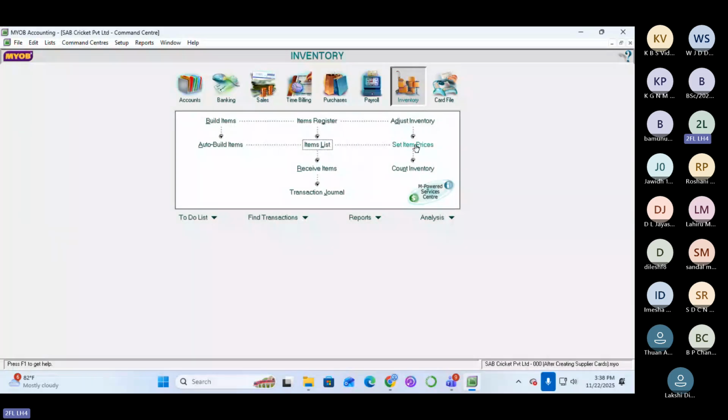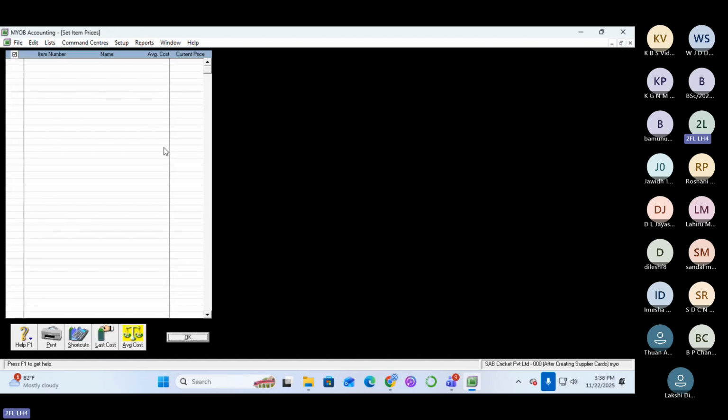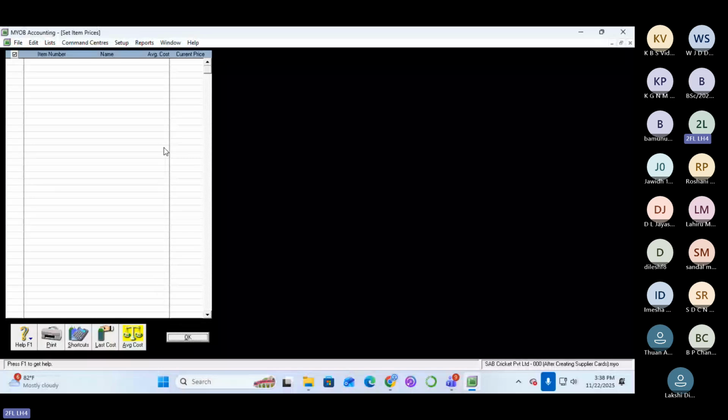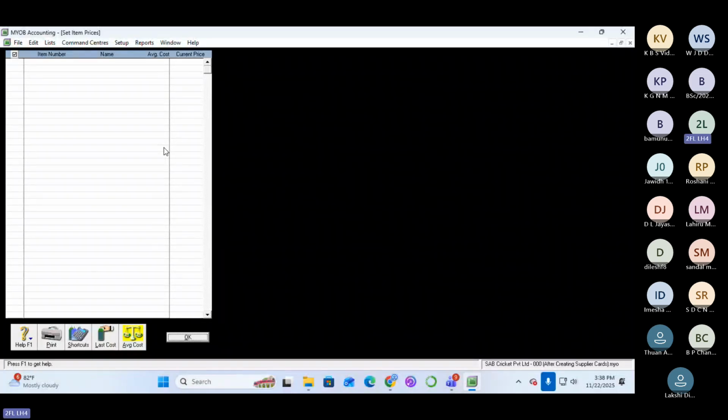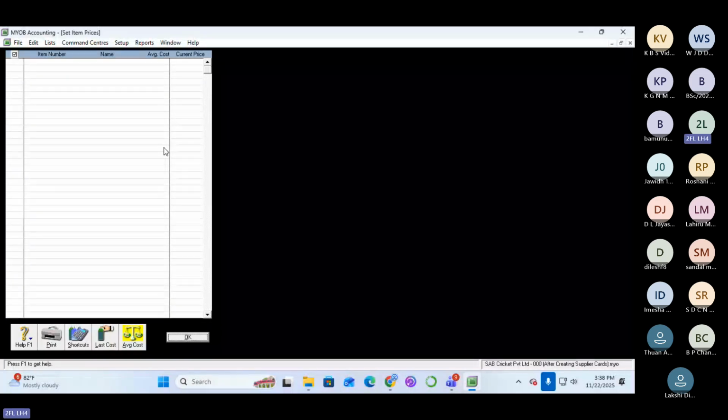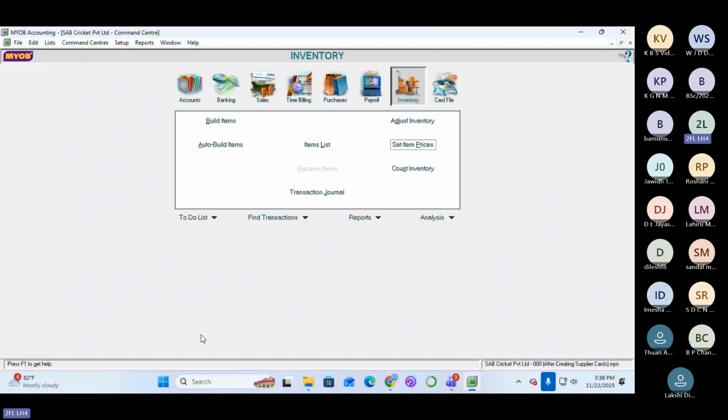And then here there is another option. I'm just highlighting the most important and mostly tested functions here. Set item prices. Obviously, when you click on that, you can't see anything because we have not created any item. But this option is given to set the prices easily, conveniently. That is why this option is given. The name of the option is Set item prices.